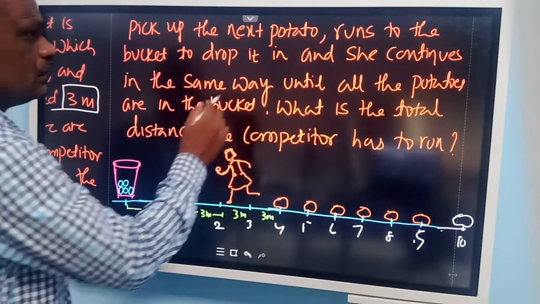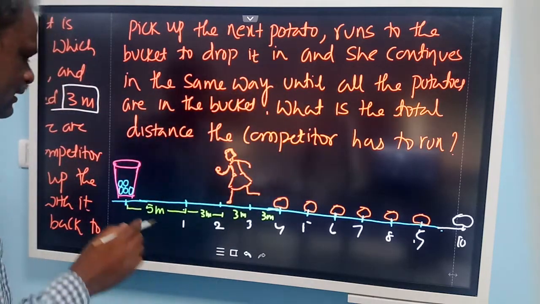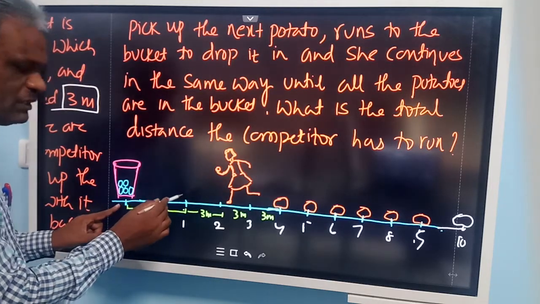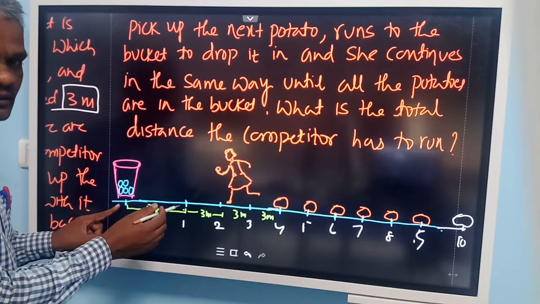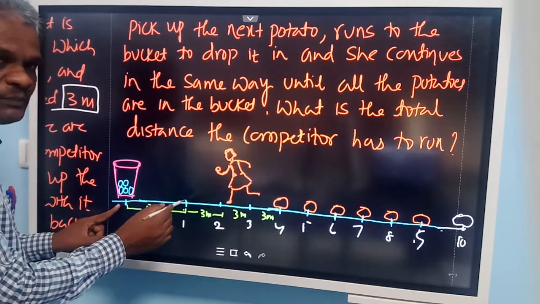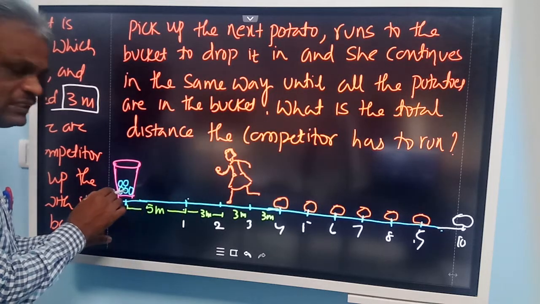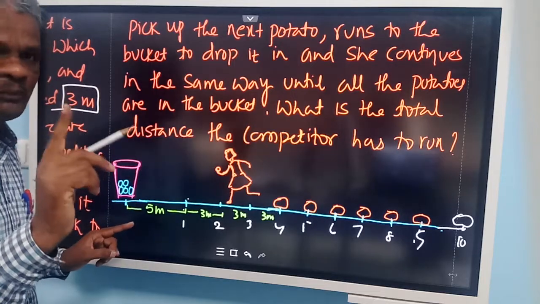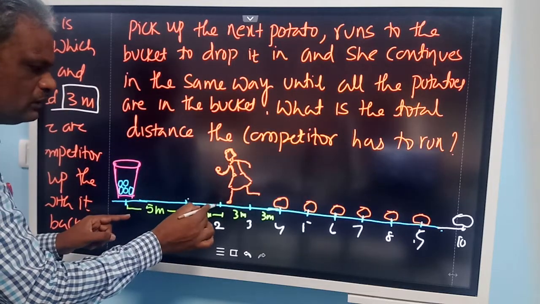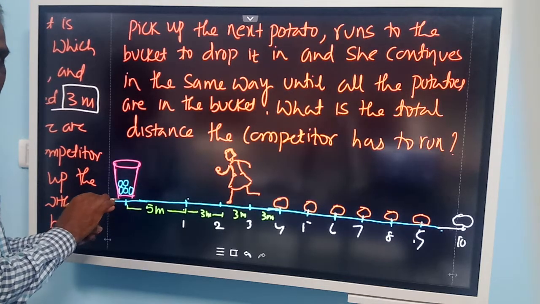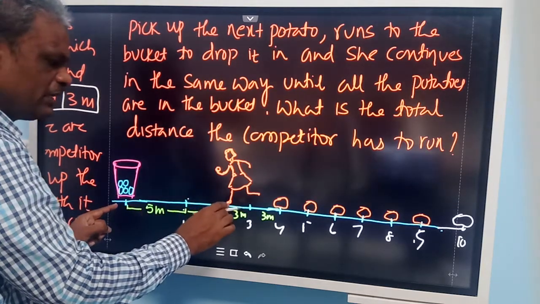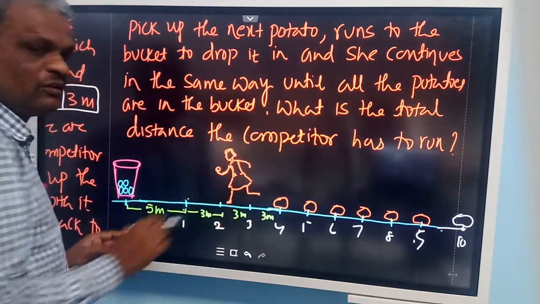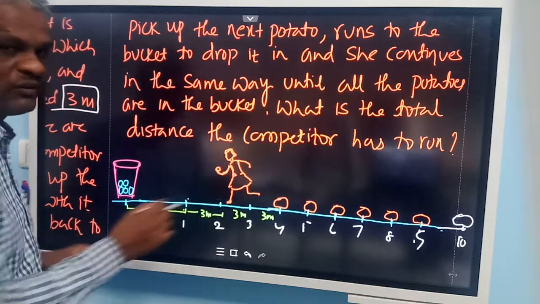She continues. How is she picking? From the bucket she will go and pick the first potato. Look at the screen. When she goes to the first potato, picks it up and drops it here, then she will go back. At a time she will pick only one potato. She will go to the second potato, then come back and drop it here. Then again she will run to the third potato, pick it up, come back and drop it.